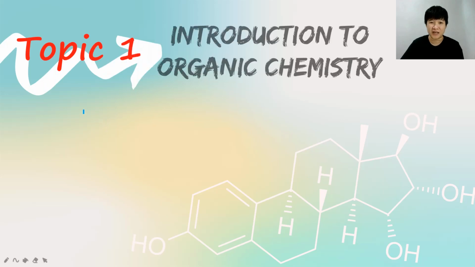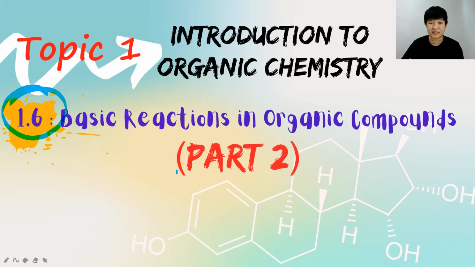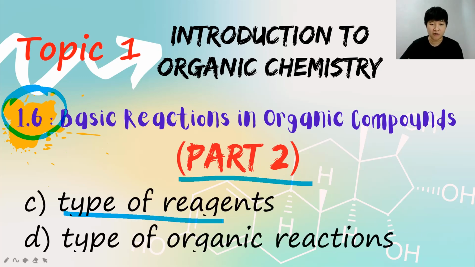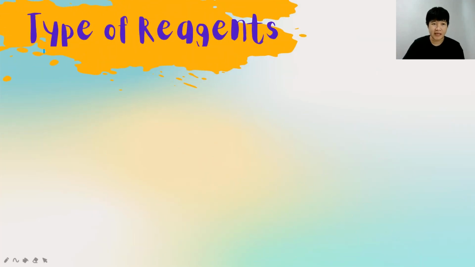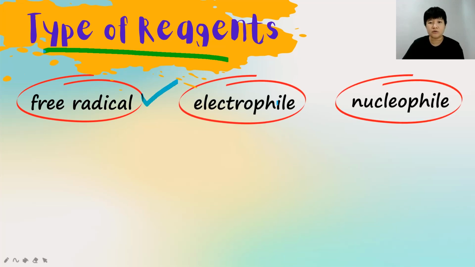For this video today, we'll talk about topic 1 and the last subtopic, 1.6 part 2, where in this part we'll discuss the types of reagents and also the types of organic reaction. For the types of reagents, we have 3 types: free radical, electrophile, and nucleophile. What makes them different?